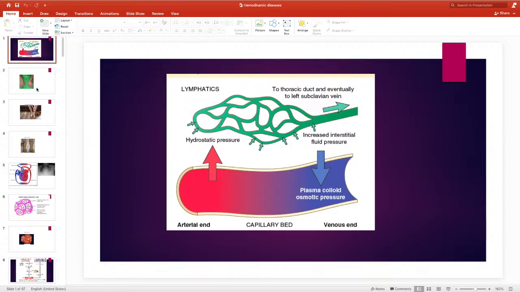If we have high hydrostatic pressure, when can we have high hydrostatic pressure? For example, when we have heart failure. Yes, when we have heart failure, of course, hydrostatic pressure increases inside the blood vessels and it leads to edema. This is the second most common reason for edema. I will show you now.